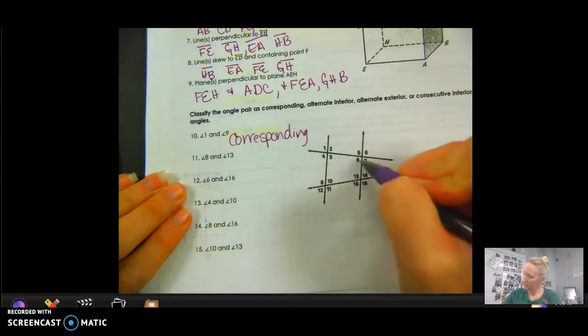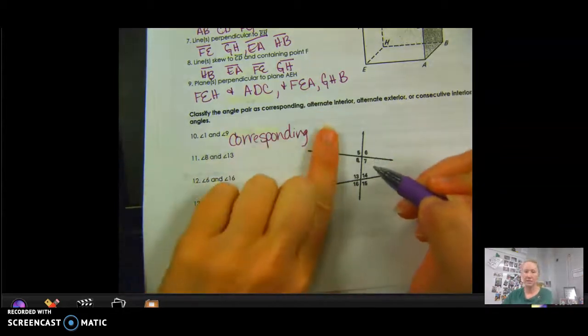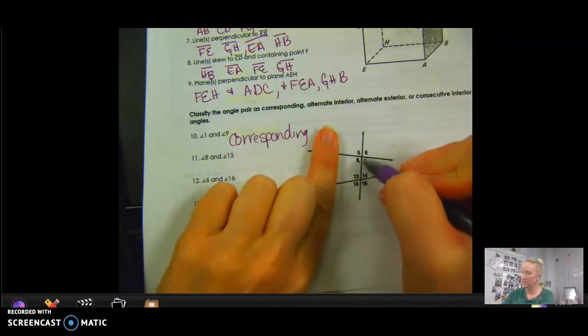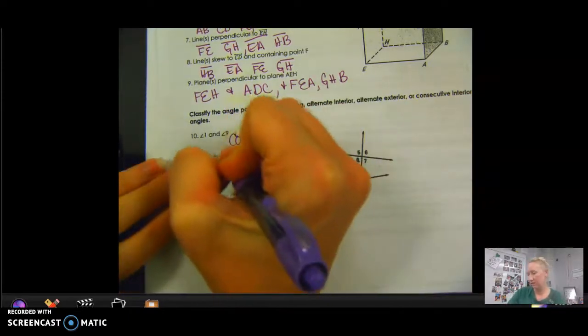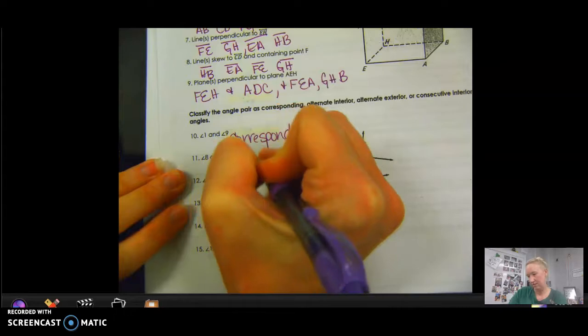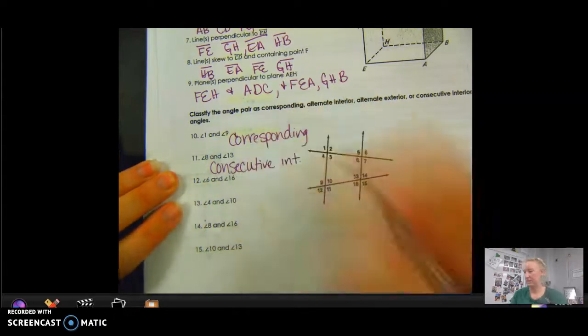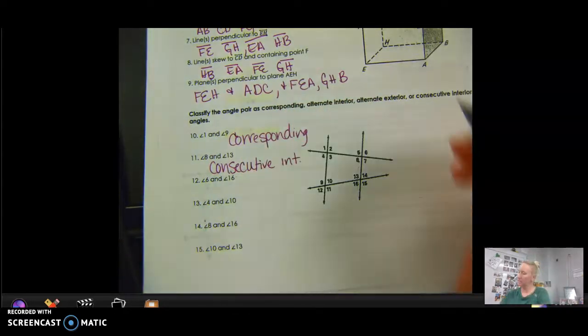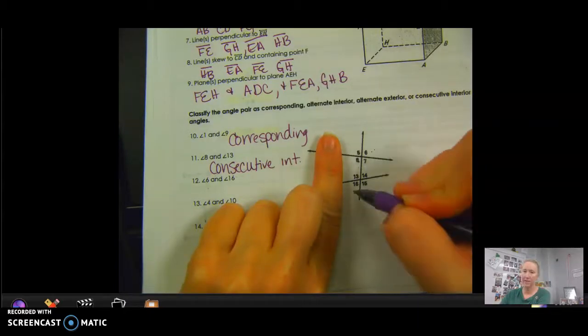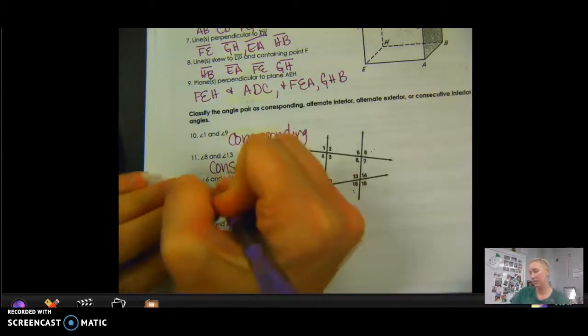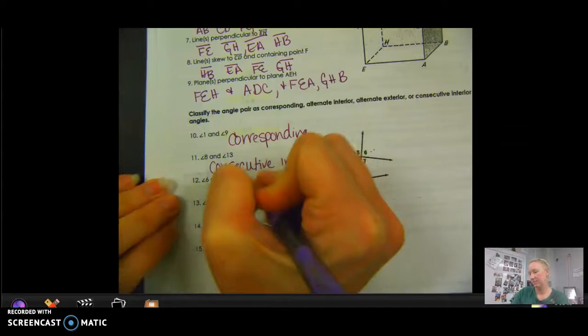8 and 13, so I'm going to cover these up because I don't need those. 8 and 13 are both on the inside, and they're on the same side. So that would be consecutive interior, inside. 6 and 16, cover this up because I need this one and this one. Outside, outside, right side, left side, so alternate exterior.